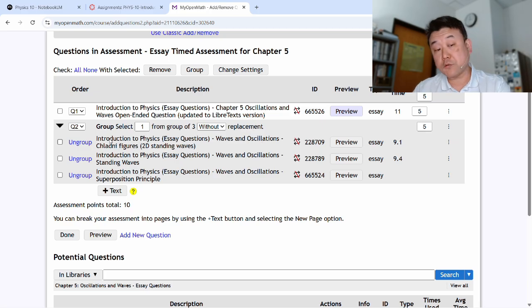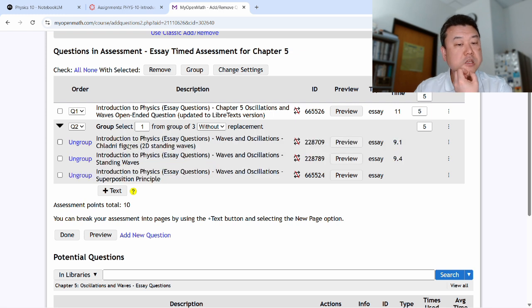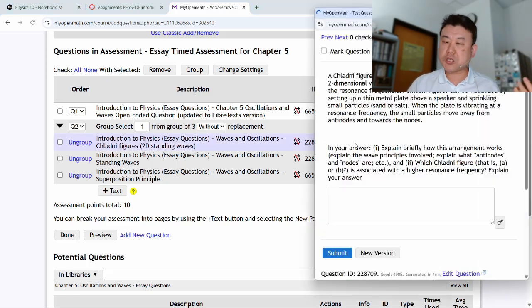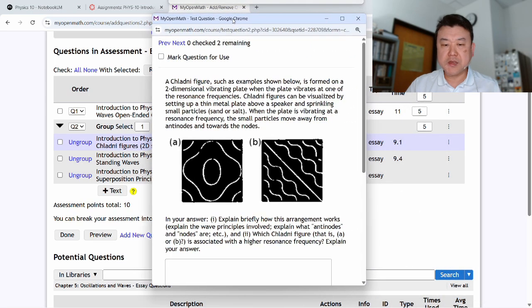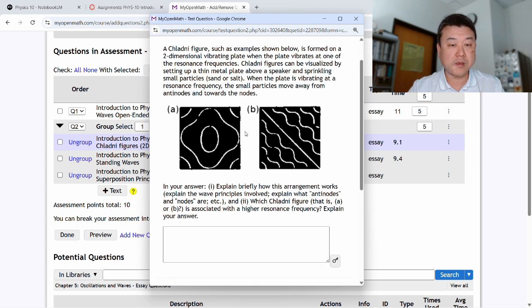And for the second question, you can potentially get one of the three questions. The way many of these were written, they were written with the assumption that you have seen something like this in the context of assignments that we don't have anymore. We used to have a multimedia oriented essay assignment where you watch some video and you answer some questions. And this Chladni figure was a topic in one of those.